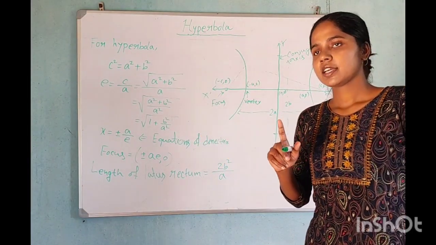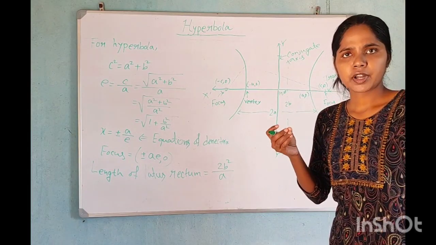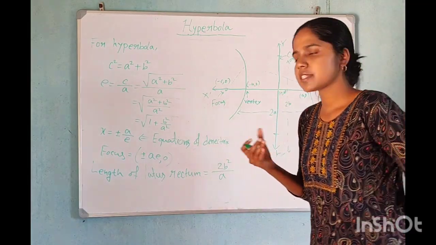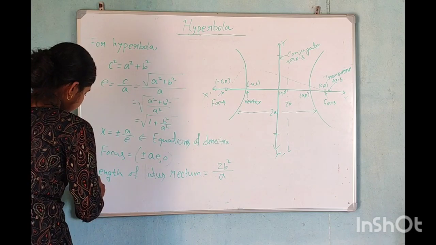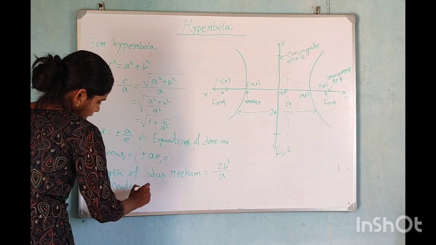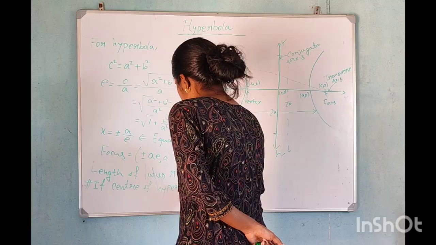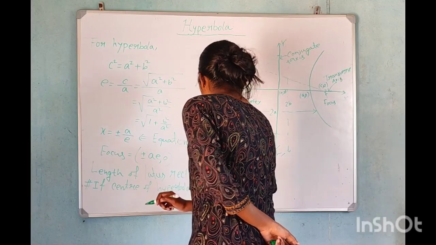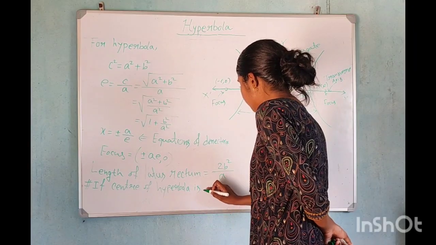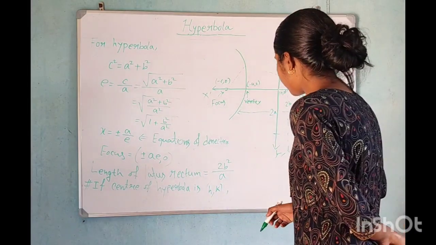Now one formula is left. If the center is a different point, instead of the origin, maybe the center is some other point, like if the center of the hyperbola is h comma k.